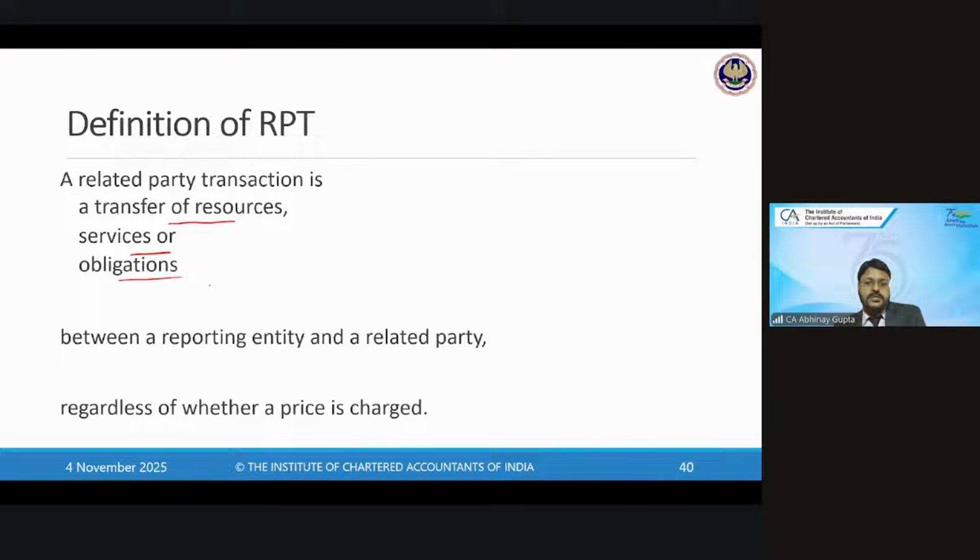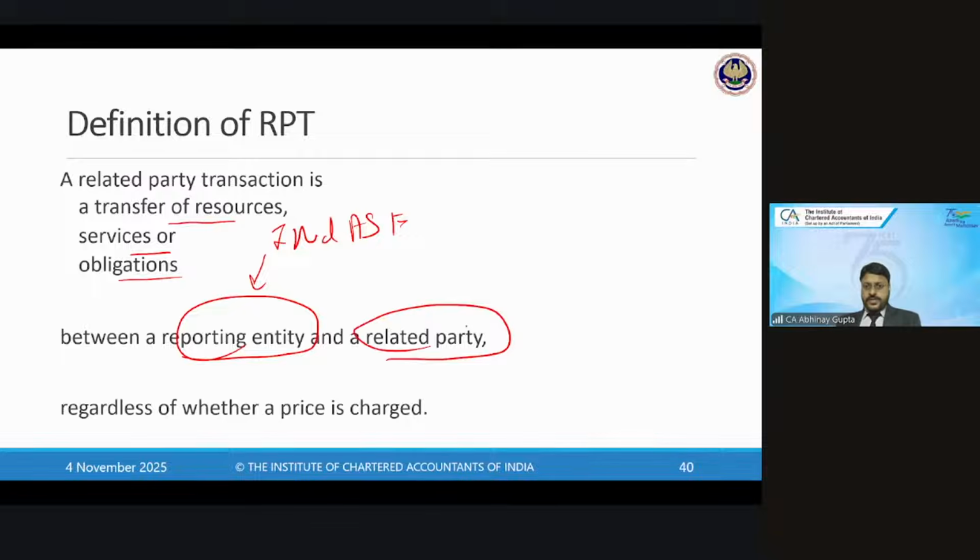So the related party transaction is a transfer of resources, services, or obligations between the reporting entity, that is the company who is preparing the financials, correct, and the other party, which is considered as a related party, regardless of whether a price is charged for that transaction or the transaction has occurred for zero cost or zero price, right? For free, complimentary. So even if the transaction is complimentary, it will be a related party transaction if it is happening with the related party. Yes or no?